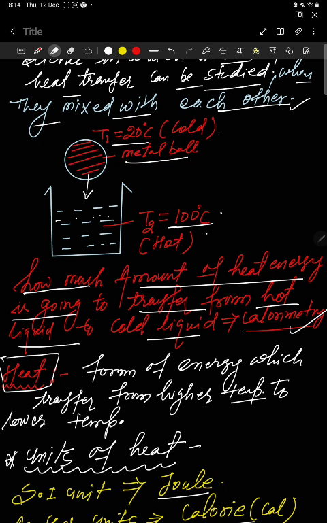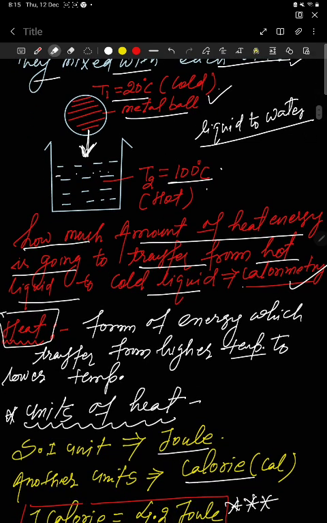When I immerse this metal ball in this liquid, heat transfer takes place, and the direction of heat transfer is from hot body to cold body. So heat is going to transfer from liquid to metal ball, because liquid is at high temperature and metal ball is at low temperature. So how much amount of heat is going to transfer? We study this in the calorimetry chapter.